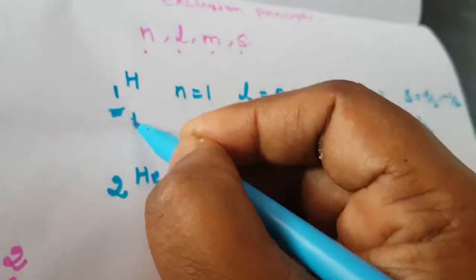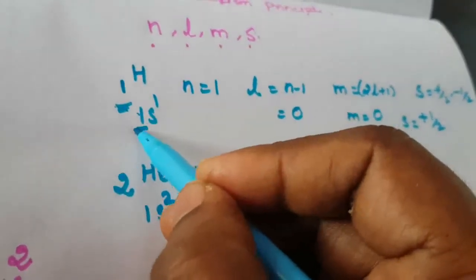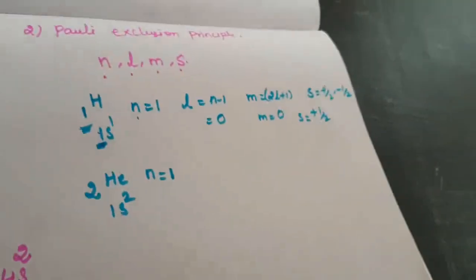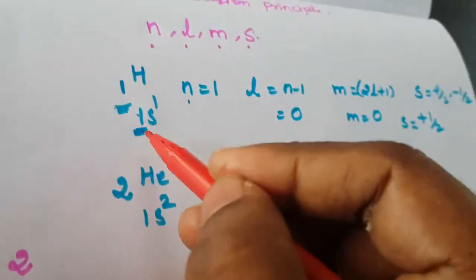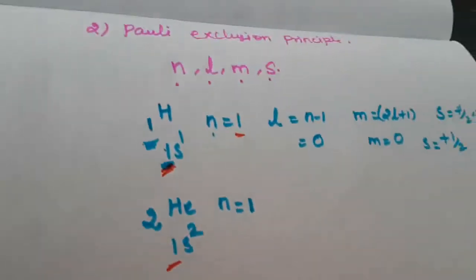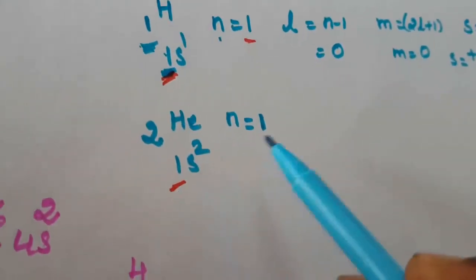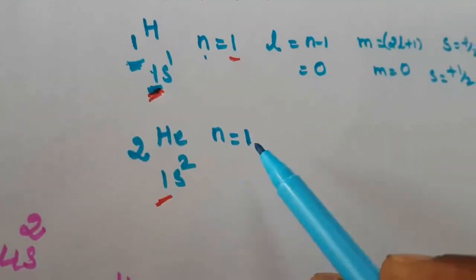How to write the electronic configuration? 1s1. Here also 1s2. So this number represents N, the principal quantum number. This number indicates N is equal to 1. Here also this number, N is equal to 1. Just remember that. From this question you can understand the principal quantum number. This is the first principal quantum number. 1s means N is equal to 1.